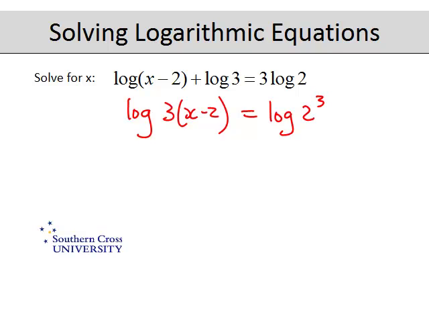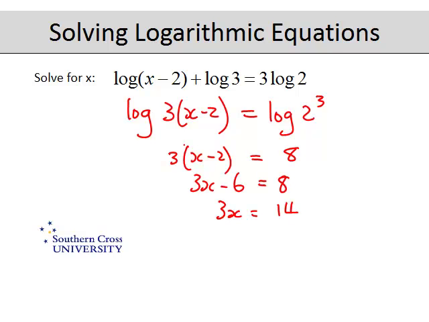So now we've got a single log on both sides, we can say that 3x, let me just put a set of brackets back in there. So 3 lots of x minus 2 is equal to 8. So 3x minus 6 is equal to 8. So 3x is equal to 14. So x is equal to 14 on 3. Or we could even write that as 4 2/3.